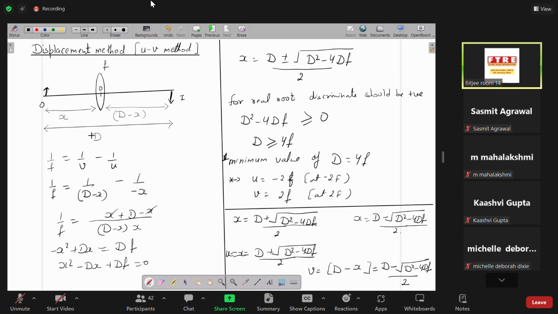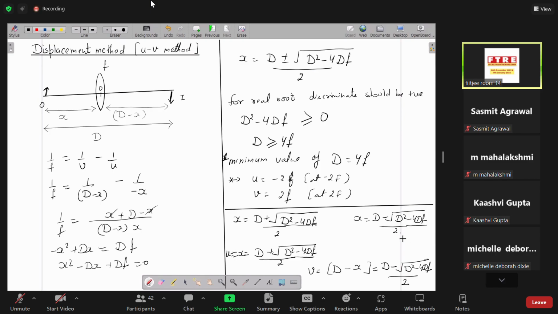That means we'll get two positions at which, if we keep the lens from the object, we will get its image on the screen. One distance is d plus under the root of d square minus 4df by 2. If I keep my lens at this much distance from the object, its image will be obtained on the screen, kept at a distance d, which is more than 4f. And also if I keep my lens at a distance of d minus under the root of d square minus 4df by 2 from the object, again we'll obtain its real image on the screen.